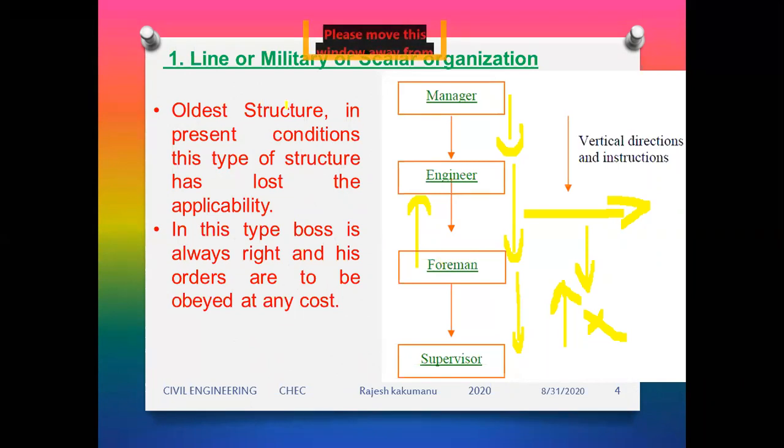It is the oldest organization structure, and in the present condition this type of structure has lost its applicability. In the present technology and present world it has lost its applicability, but generally some organizations still follow this type of structure.